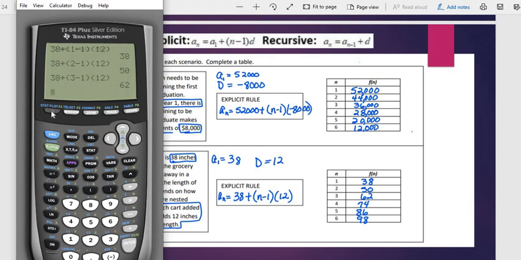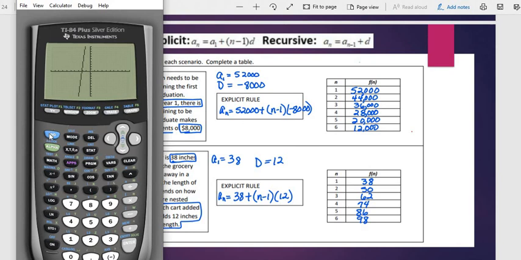Now I'm going to use that little shortcut I did before. I'm going to clear this off. I'm going to type in 38 plus parentheses. Remember, we cannot type in an N here. We have to type in, using this key right here, an X minus 1, parentheses, and my common difference is 12. I'm going to type that in. And now I'm going to go to second and graph, because see this blue button right here? That goes with everything blue in the background. So we want our table to show up, so we're going to go to second and graph, and we just graph that.